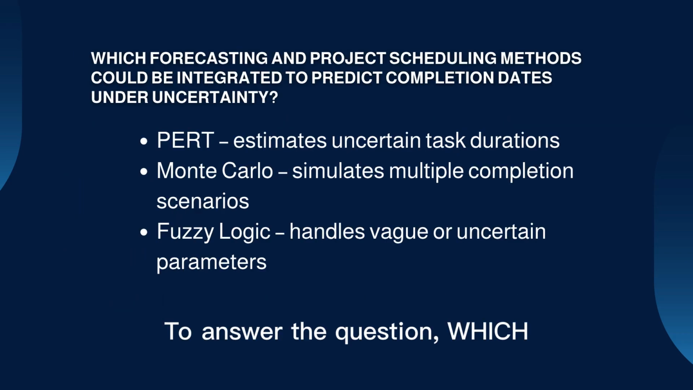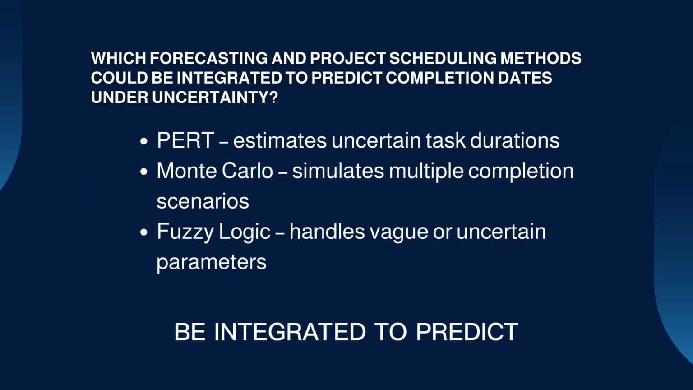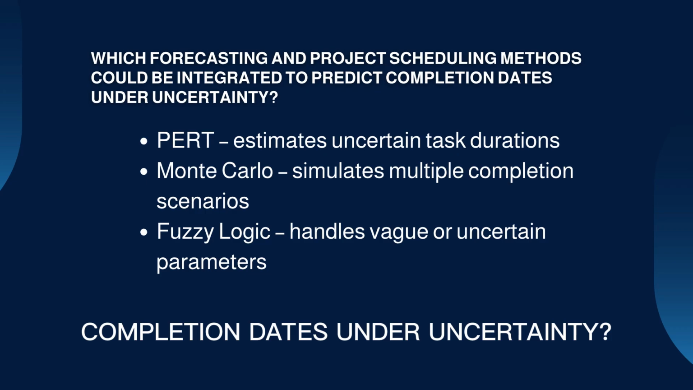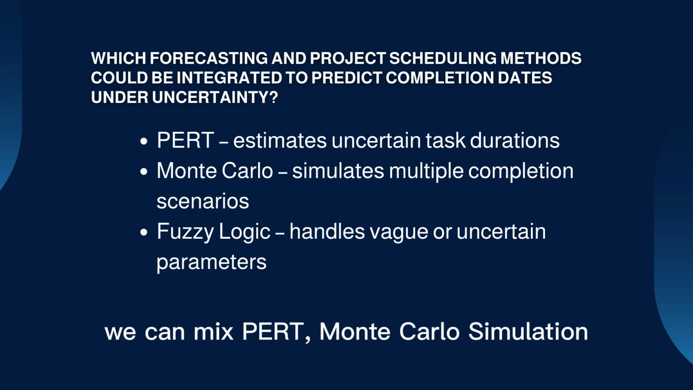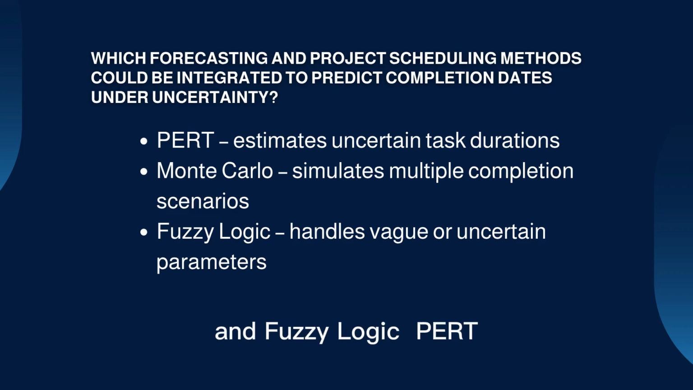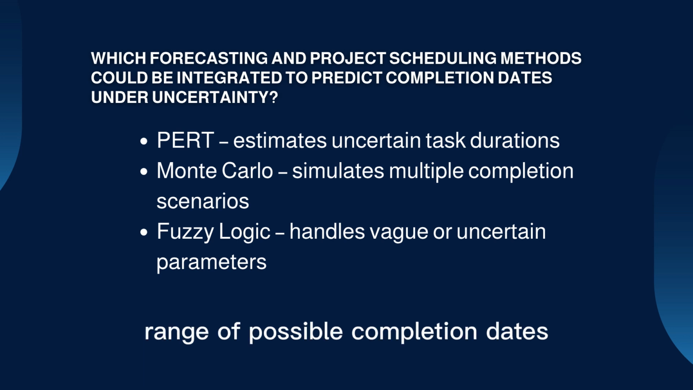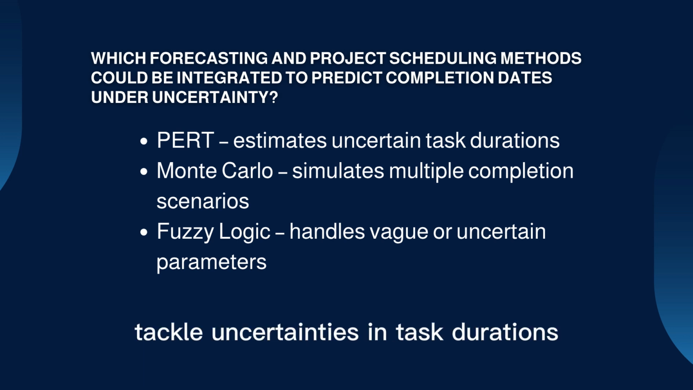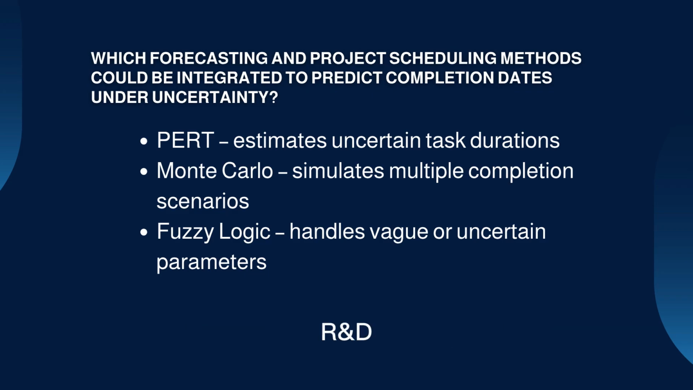To answer the question, which forecasting and project scheduling methods could be integrated to predict completion dates under uncertainty? To predict project completion dates under uncertainty, we can mix PERT, Monte Carlo simulation, and fuzzy logic. PERT gives us time estimates for tasks, which Monte Carlo uses to create a range of possible completion dates. Fuzzy logic helps tackle uncertainties in task durations. Overall, PERT is most suitable for uncertain projects like R&D, where exact task times are difficult to predict.